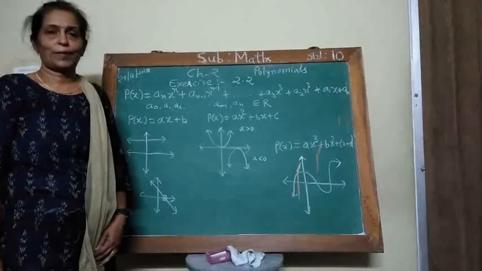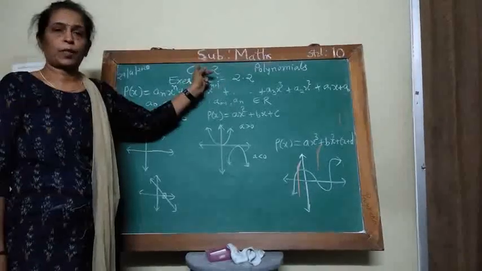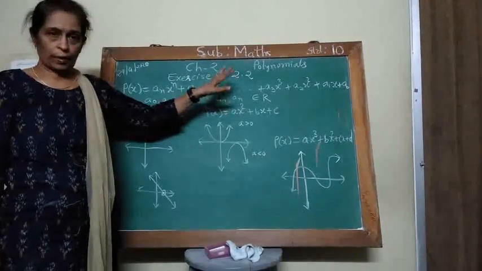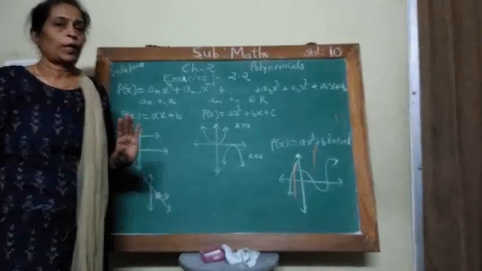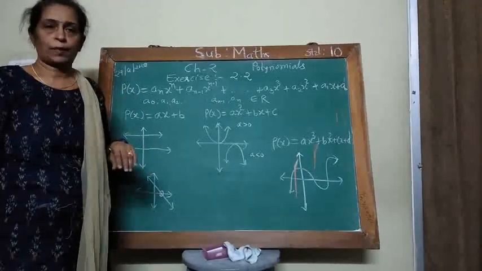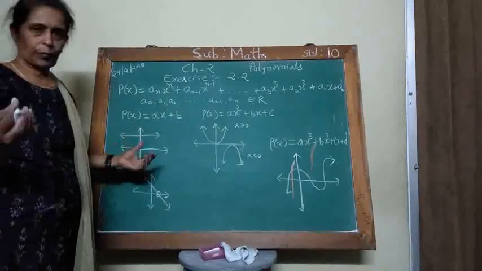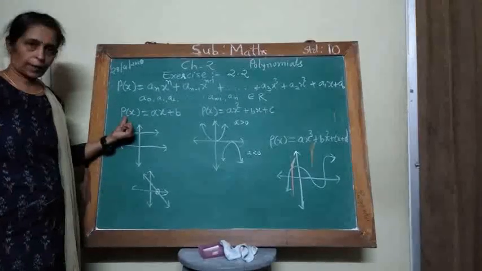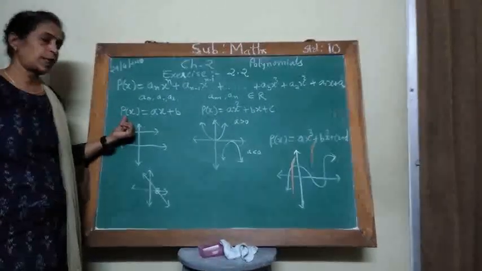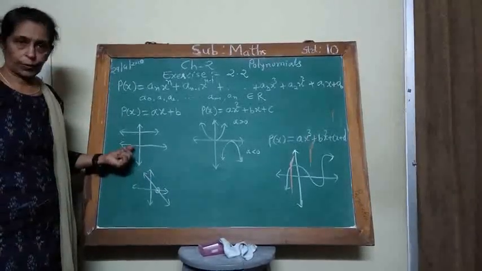Namaste students. Today I start exercise 2.2 of chapter 2 Polynomials, standard 10, and this chapter has 6 marks weightage. In exercise 2.1, let me revise in very few minutes. In exercise 2.1 we have studied about the graph and number of zeros.